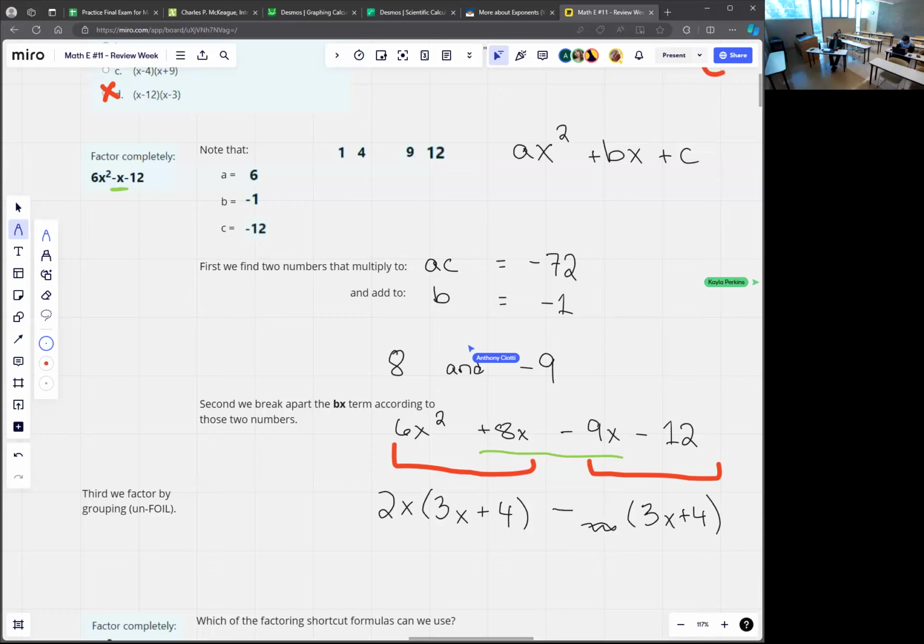What goes in front of it this time? Three. 3, ta-da. And then this part and this part come together, and we get a 2x minus 3 times a 3x plus 4. And we're done.